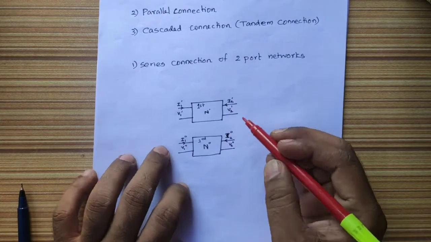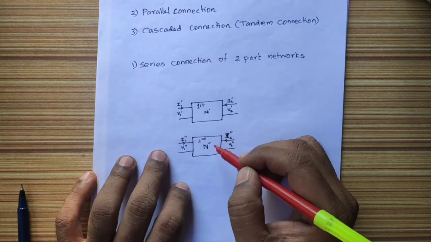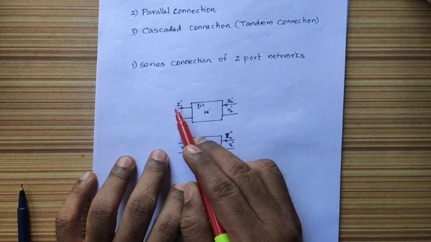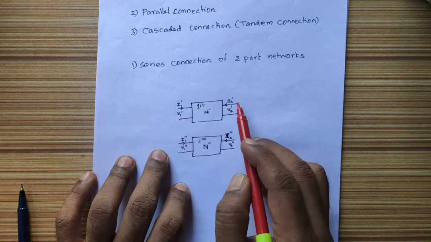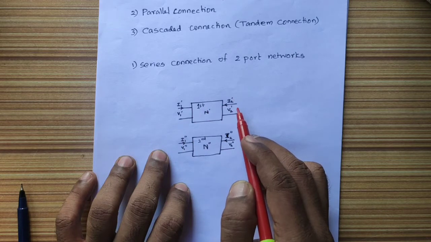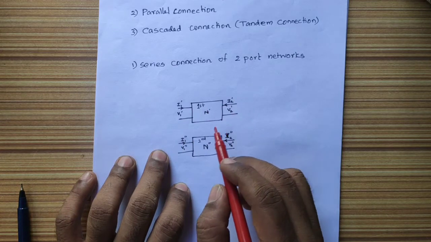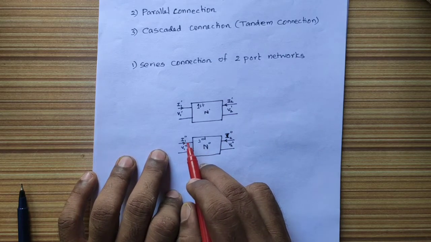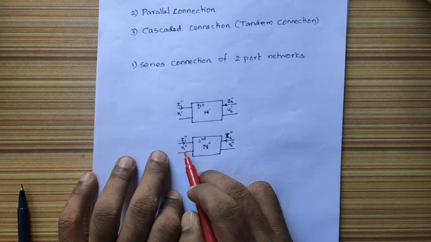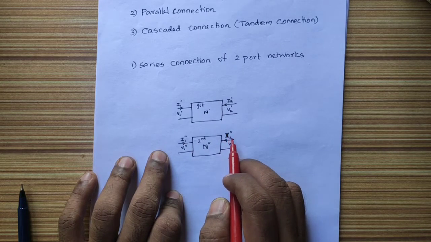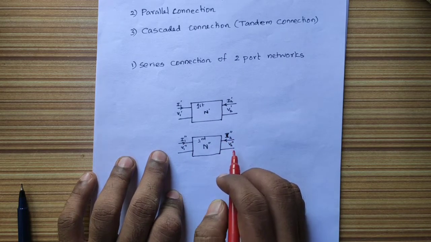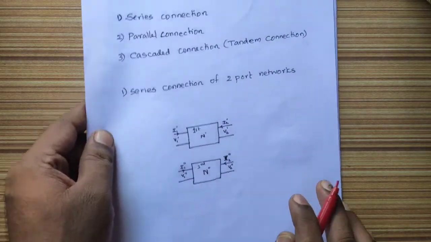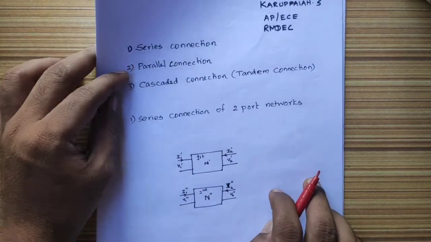Here I am taking two networks, N dash and N double dash. N dash is having the input current I1 dash, input voltage V1 dash, output current I2 dash, output voltage V2 dash. Similarly, N double dash is having the input current I1 double dash, input voltage V1 double dash, output current I2 double dash, output voltage V2 double dash. Here I am going to connect these two networks in series connection.